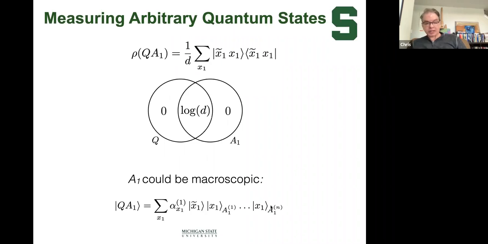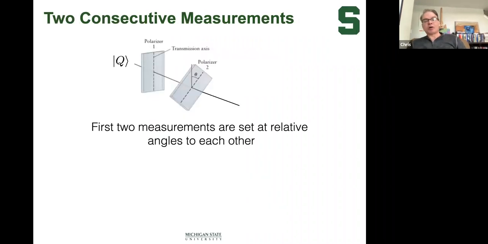And here I've just written the wave function with a macroscopic measurement device, where I have 10 to the 23 states here that all point into the exact same state. Now, let's actually do 2 consecutive measurements. That's something that happens a lot, where you measure a quantum state that you previously measured at a different angle. And when you're doing quantum optics, you would be doing that using polarizers.